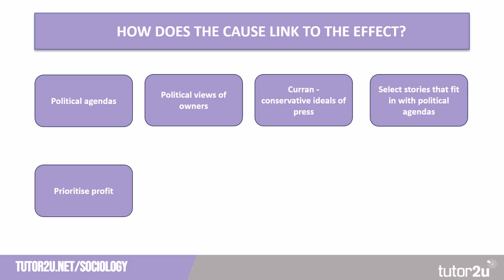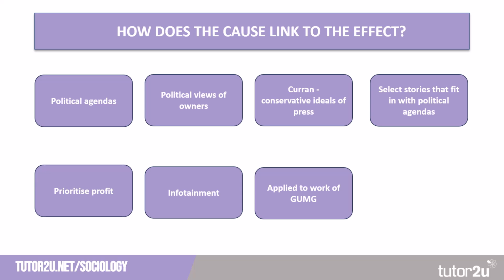Our second point is to prioritise profit. Now, as the media is concentrated into the hands of very few people, these people are looking to make a profit from the media sources that they have. As a consequence, they may push an agenda of infotainment, selecting more sensationalist news that will draw in viewers and increase advertising revenue.